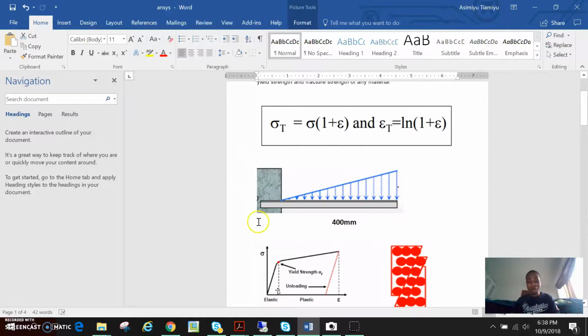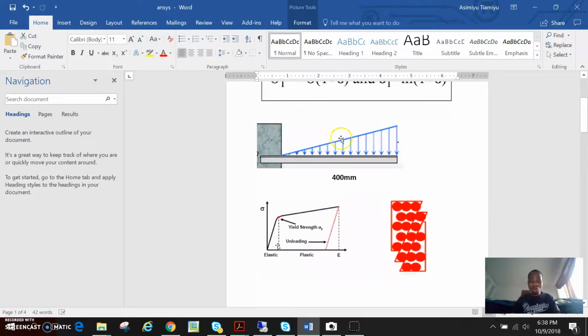This is my I-beam. My I-beam is going to be fixed at this end, and there will be a load on it that is not constant. The load increases at a certain rate or a certain function, so you can see this is not a constant load. The load that I will apply on the I-beam is going to increase at this rate, and the length of my I-beam is going to be 400 millimeters. After this condition, after my simulation in ANSYS, I'm going to see a plastic deformation.